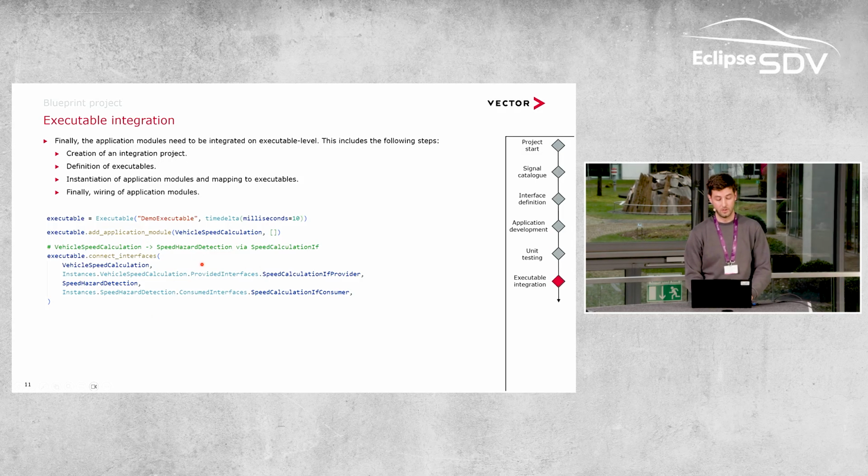So here, one example. One instance of the speed calculation application module, and here with this small snippet I connect the speed hazard detection to the speed calculation IF.